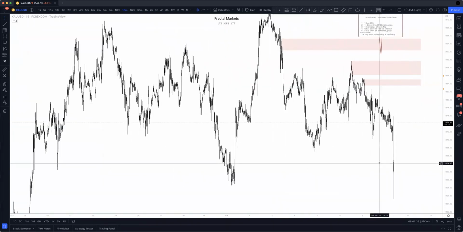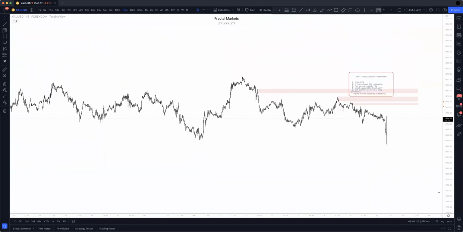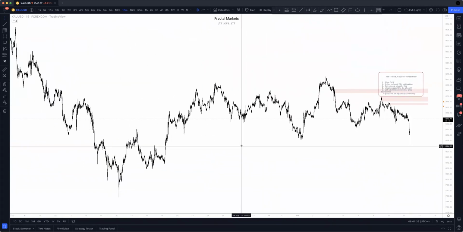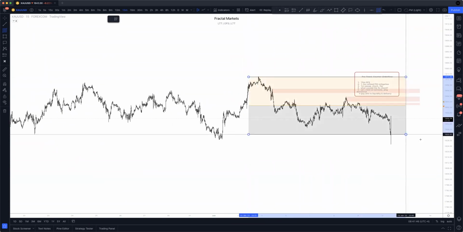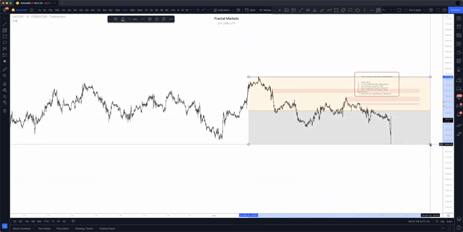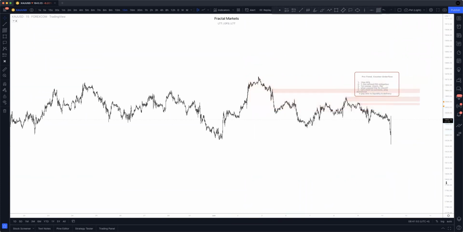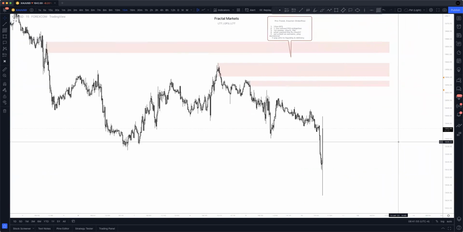Well, we've broken down. Look, what are we reacting to here? Really nothing. So let's go like this. Our POIs tick the boxes. This is on gold, by the way, guys.